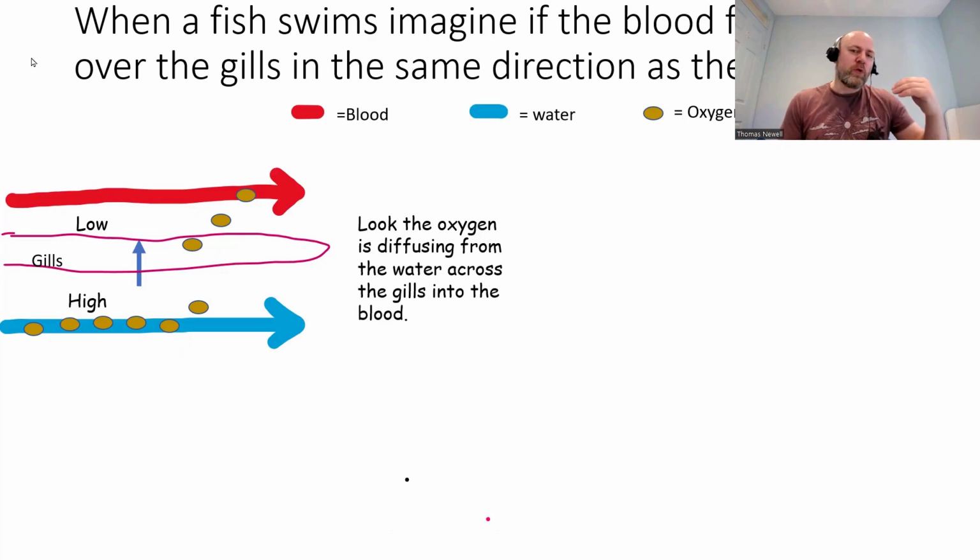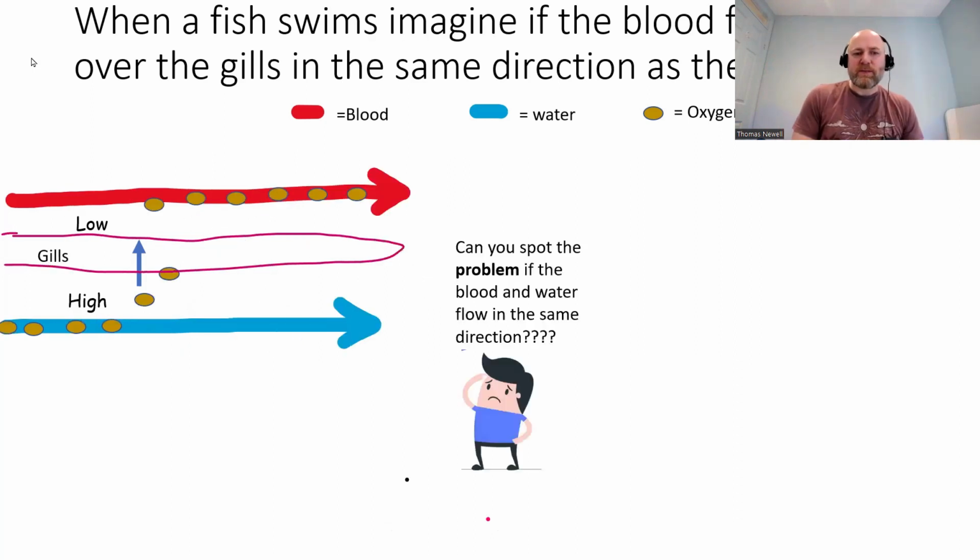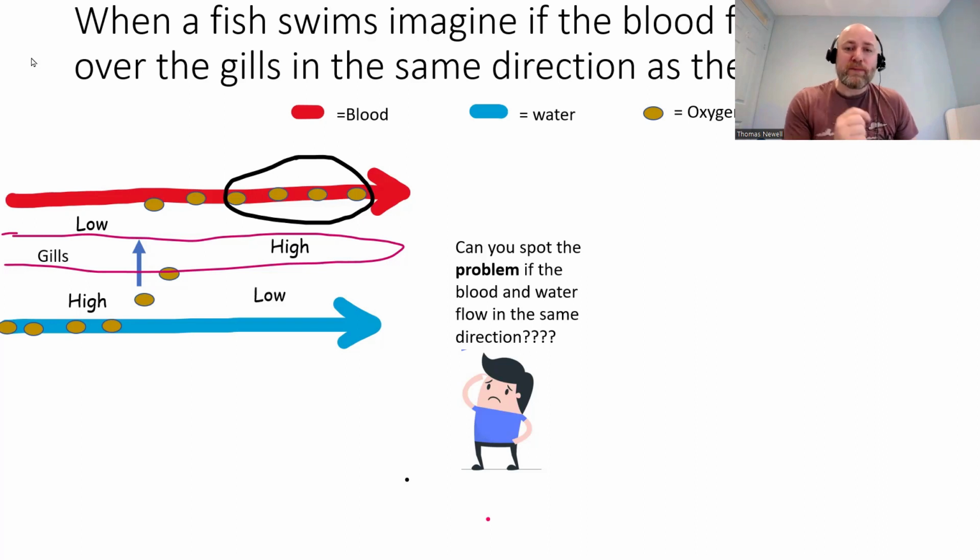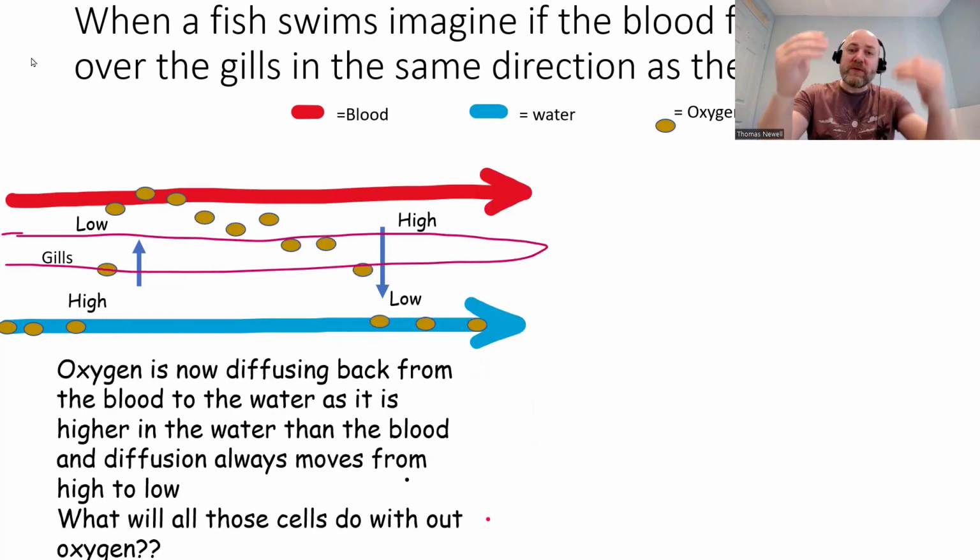What's going to happen as the oxygen leaves the water and goes into the blood? Look here. Look at the concentration of oxygen in the blood now compared to the concentration in the water that's running parallel to it. The oxygen concentration is higher in the blood now than in the water. What's going to happen next? You guessed it. The oxygen's going to start diffusing back from the blood into the water, and our poor little fish, its respiring muscle cells are not going to receive oxygen from the blood, or not as much oxygen, and this is going to limit its ability to release energy.